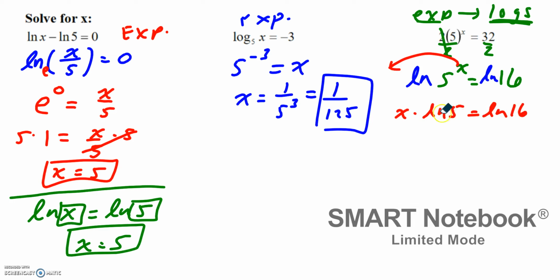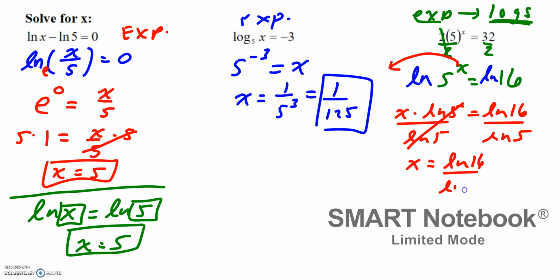Now, these don't cancel this time because they're not inverses, but what I can do is divide both sides by ln of 5. So my answer in exact form would be ln of 16 over ln of 5, which, if typed into the calculator, would be 1.723. Either of these answers are acceptable.